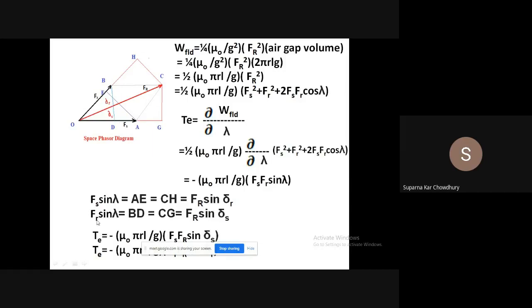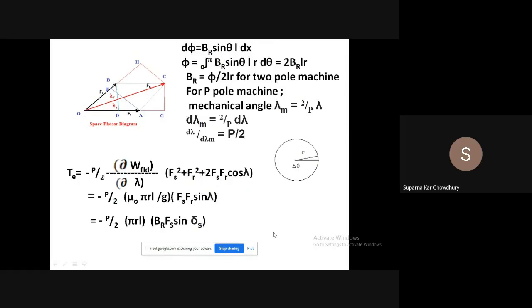Similarly, if we write FR sin lambda, this one is equal to CG, which is equal to FR sin delta S. So if you replace in this equation, the torque can be expressed as mu 0 pi RL by G Fs FR sin delta S, or this is Fs FR, that is rotor MMF, sin delta R. Because here we have neglected the losses, so they are coming equal.